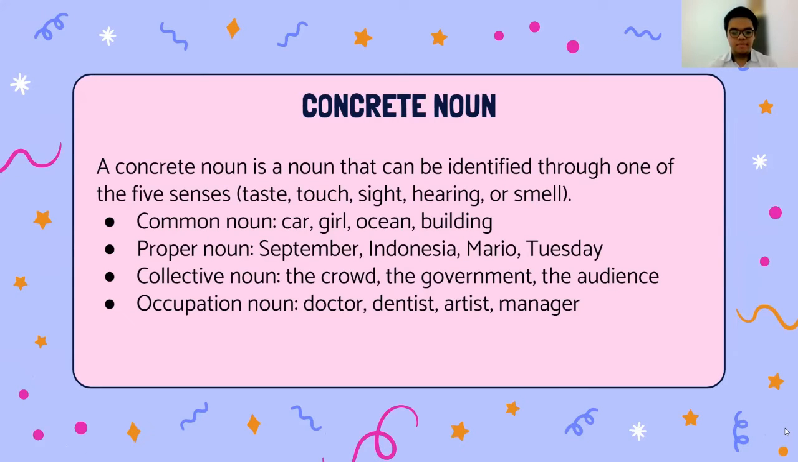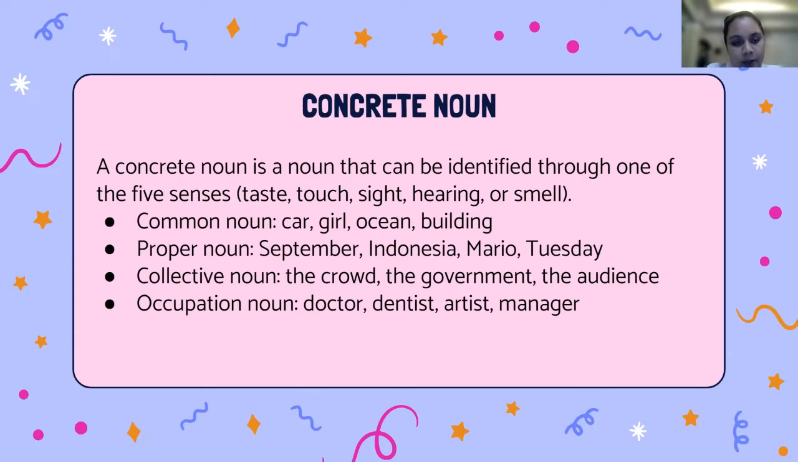Thank you, Mario. Now I'll be continuing about noun. Nouns recognized in grammar are fundamentally classified into two kinds. The first one is concrete noun. A concrete noun is a noun that can be identified through one of the five senses, such as taste, touch, sight, hearing, or smell. And it is divided into four.